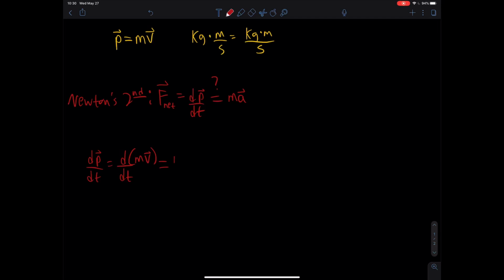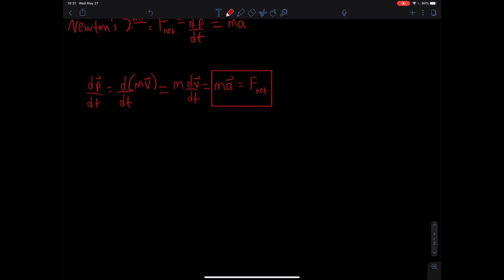So this is the same thing as the mass times the derivative with respect to time of velocity. But what's the derivative with respect to time of velocity? That's just the acceleration. dv/dt is just the acceleration. So we have ma, and we said this was the total force. So this gets us our familiar F equals ma result from Newton's second law.